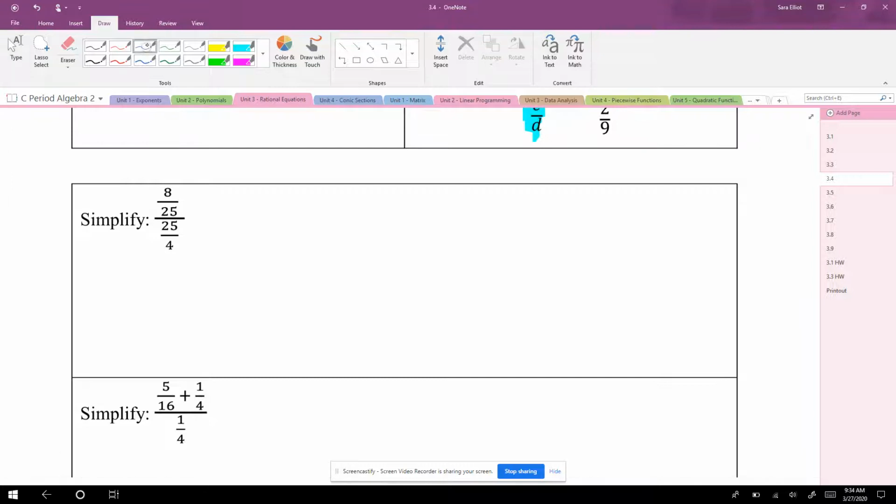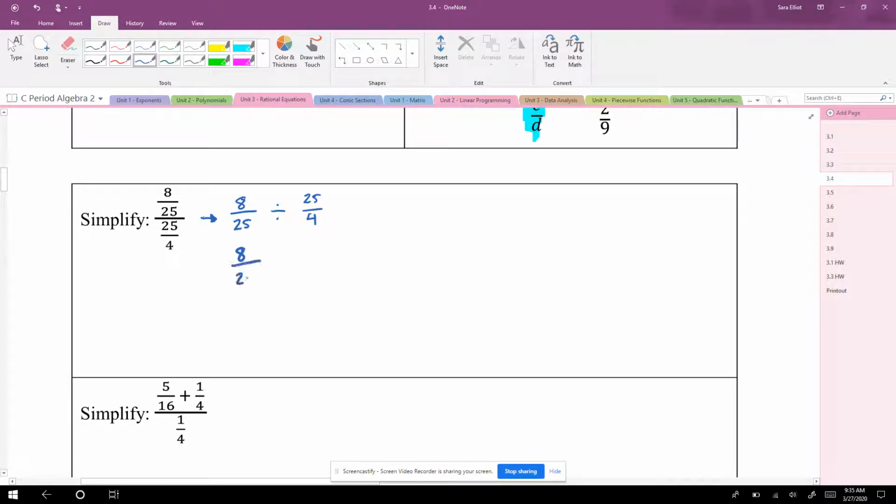So first example here, 8 over 25 divided by 25 over 4. Like I said, I'm going to rewrite that as division. 8 over 25 divided by 25 over 4. People might be tempted to cancel out right here because you have a 25 on top and bottom, but we're not multiplying, so you can't do that yet. So we need to change this to multiplication first.